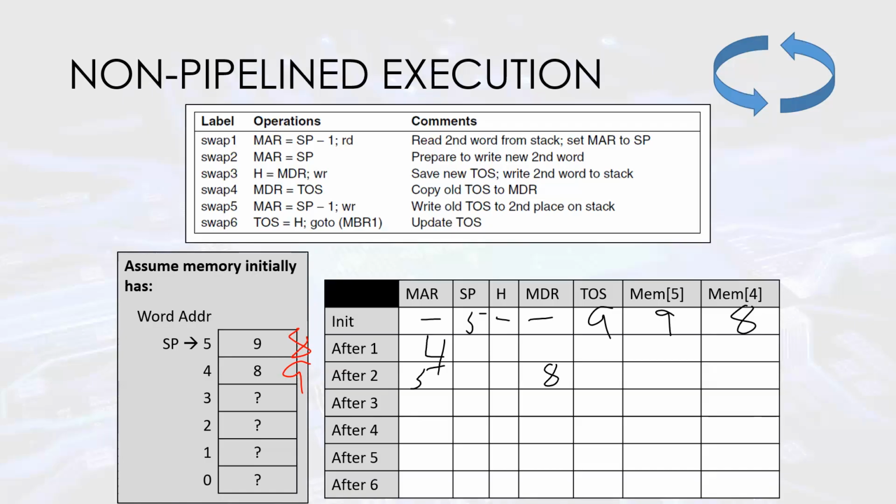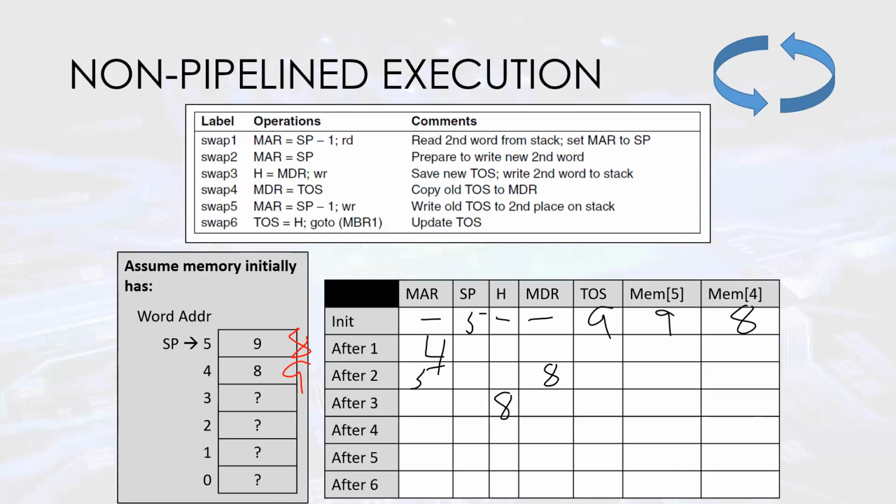Okay, so we basically get that change now. All right, so now let's look at swap 3. H equals MDR, and then I do a write. Okay, so H equals MDR. So what's the obvious thing that's going to change here? H is going to be what? An 8, right? And anything else? We did a write, but do I get the result of the write? No. Okay, maybe at the next one.